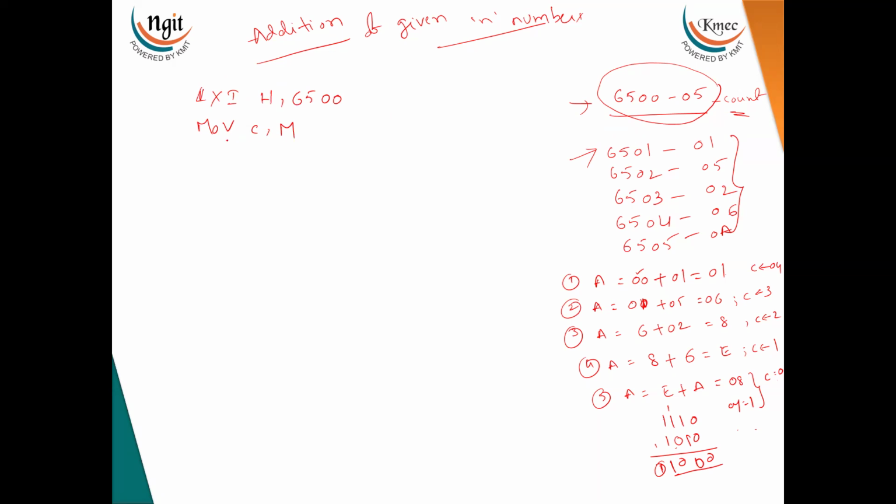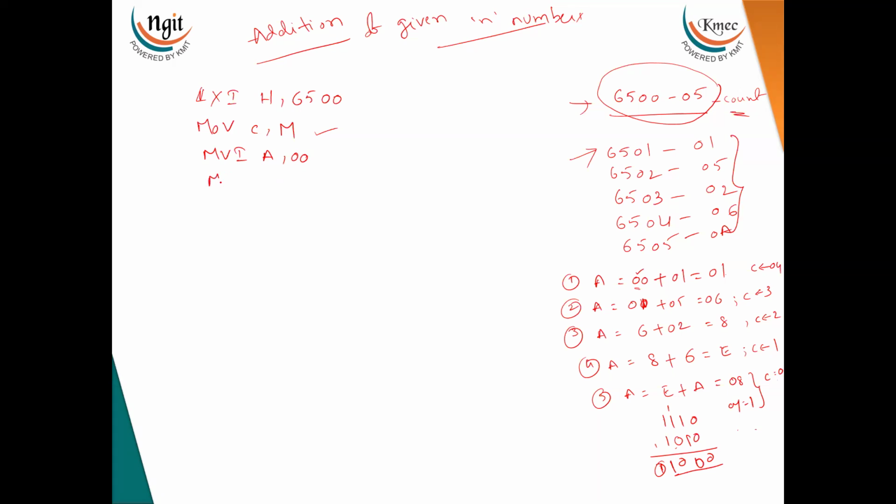And after that, you can take the LXI H and 6501, and you can write like this. Now here I have taken the count value also. I kept it in the memory location, so the count value is moved. After that, initially the accumulator value should be 0. So for that, I'm initializing the accumulator with 00.